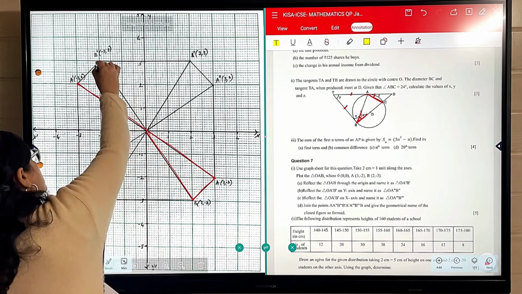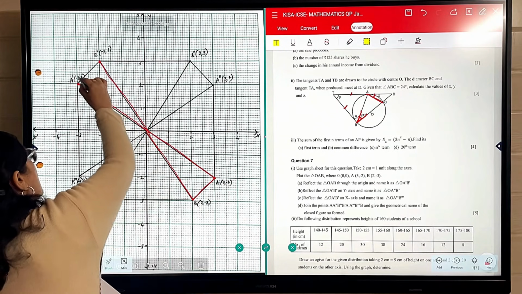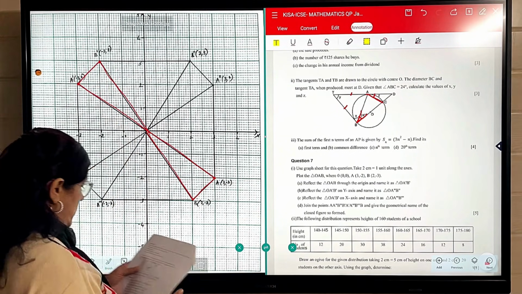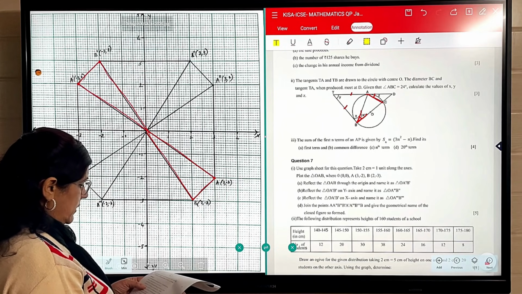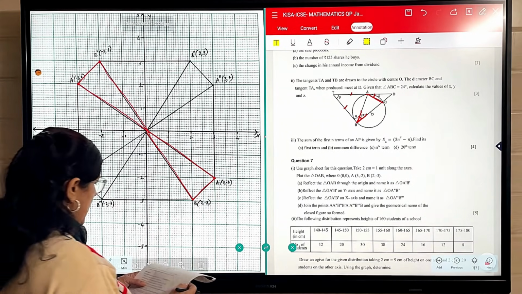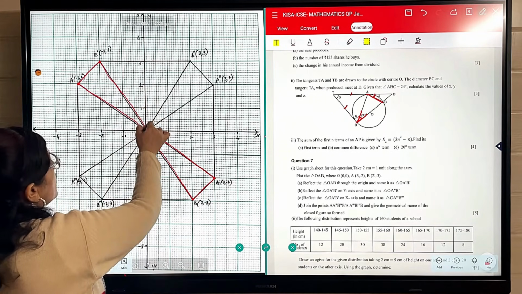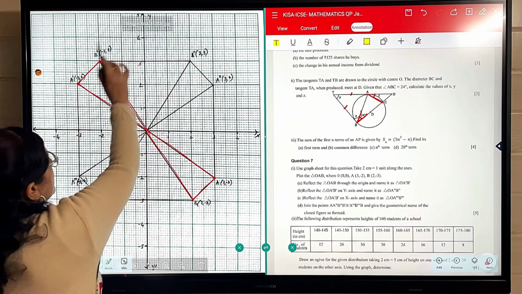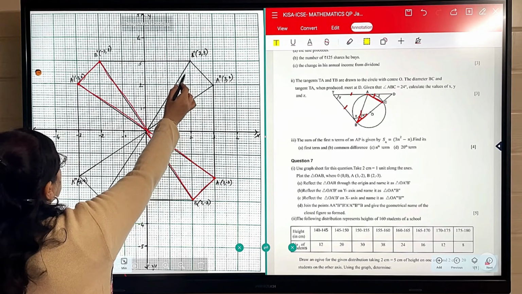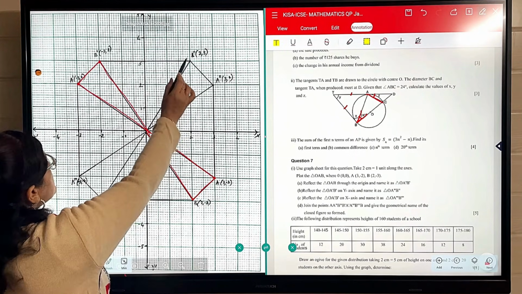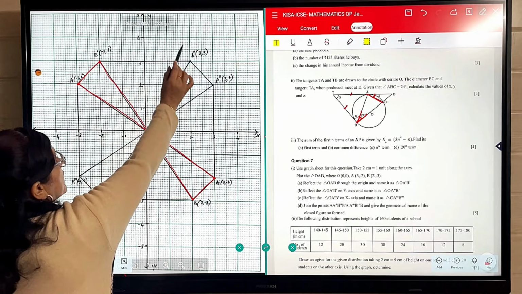All the signs will get changed and you will get this triangle after reflecting through origin. Now for B part, reflect this triangle on y-axis and its name is OA'B'. Now if y-axis is the mirror or the reflecting line, then it will shift to this side. So y point will not change, x point will change. So minus 2 will become plus 2.